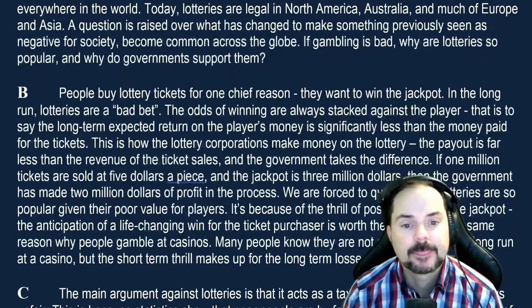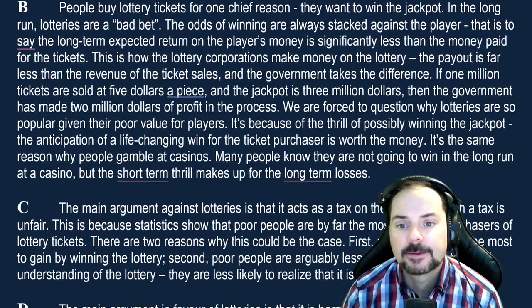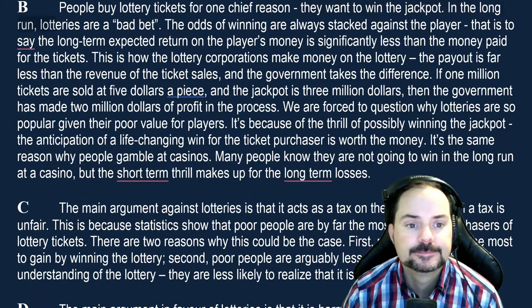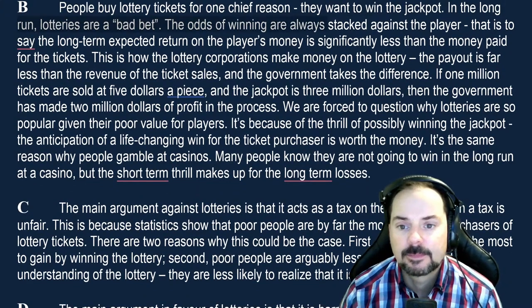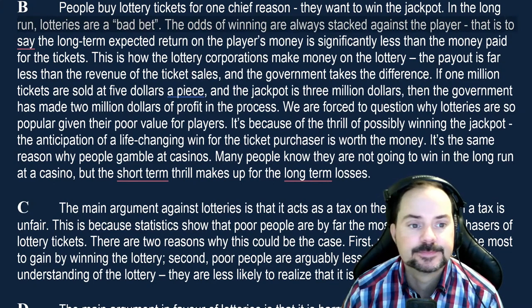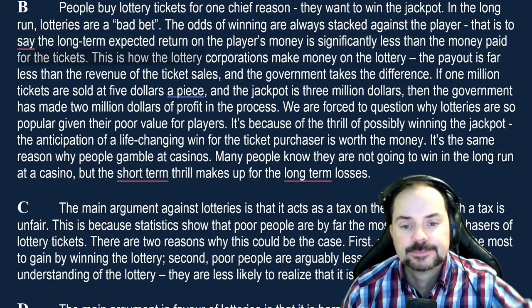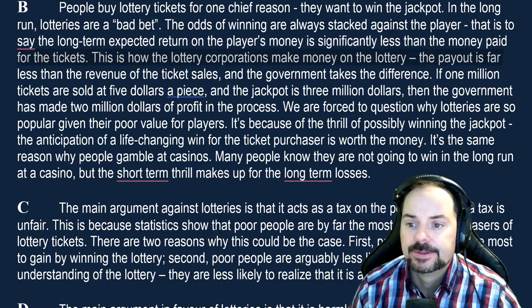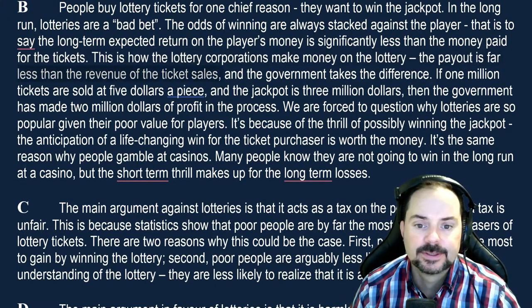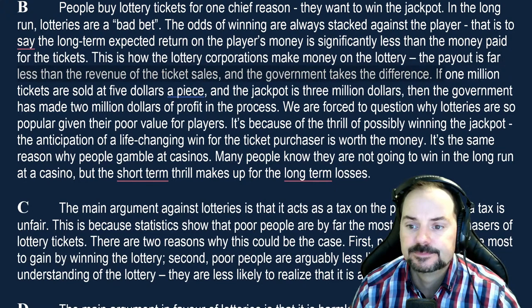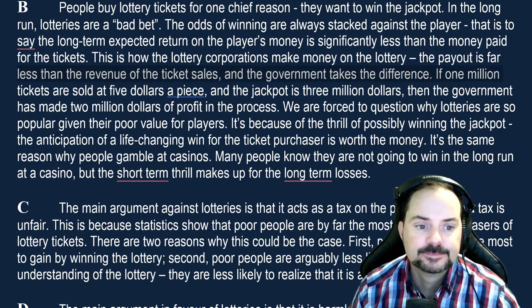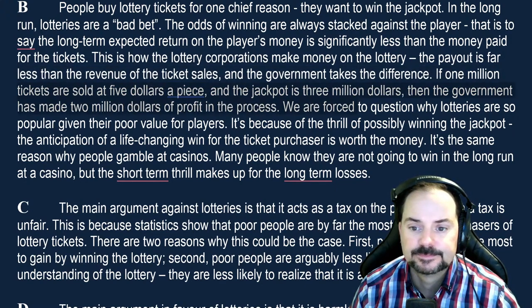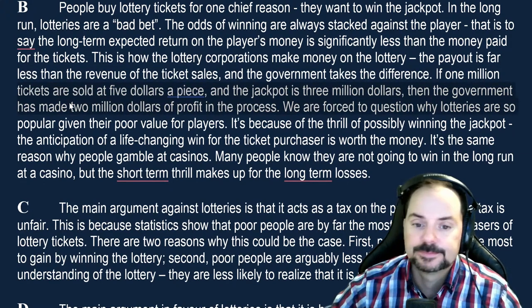People buy lottery tickets for one chief reason: they want to win the jackpot. In the long run, lotteries are a bad bet. The odds of winning are always stacked against the player. That is to say, the long-term expected return on the player's money is significantly less than the money paid for the tickets. This is how the lottery corporations make money on the lottery. The payout is far less than the revenue of the ticket sales, and the government takes the difference. If 1 million tickets are sold at $5 apiece, and the jackpot is $3 million, then the government has made $2 million of profit in the process.